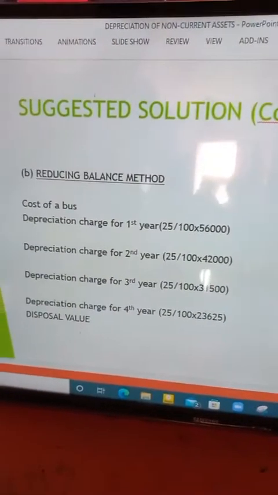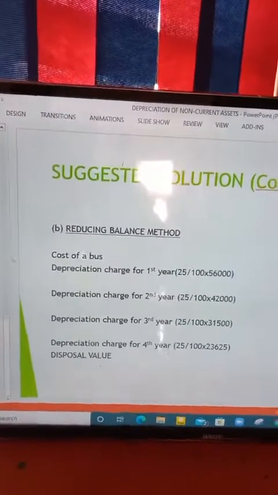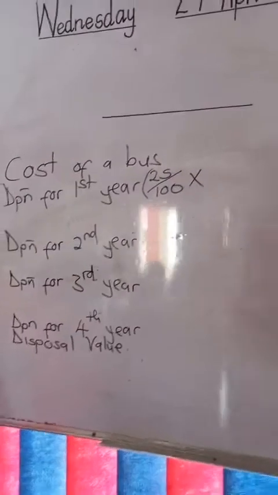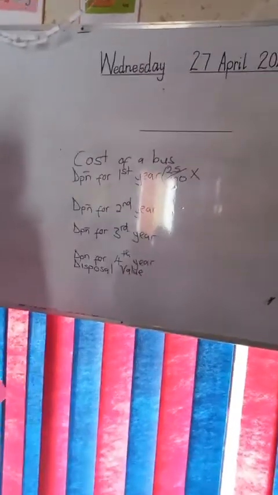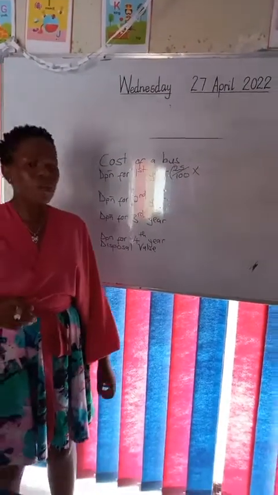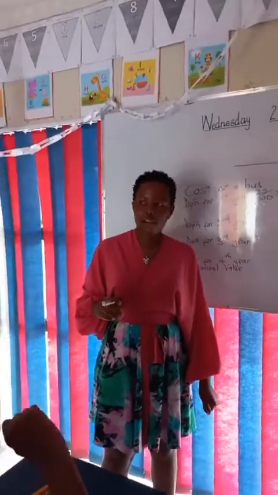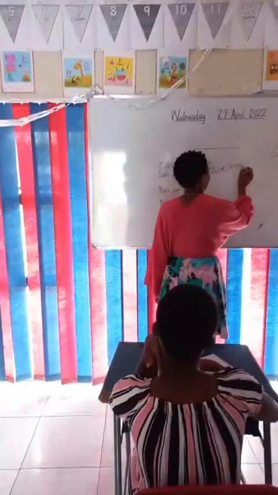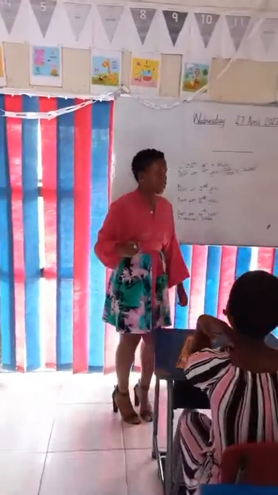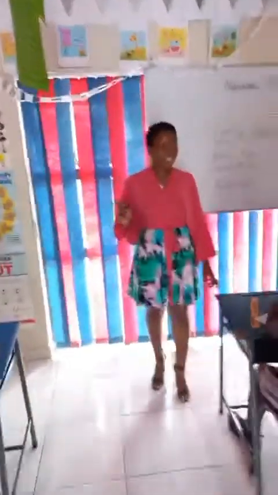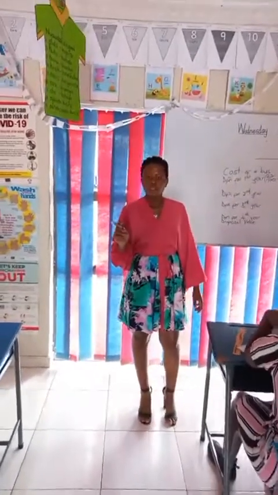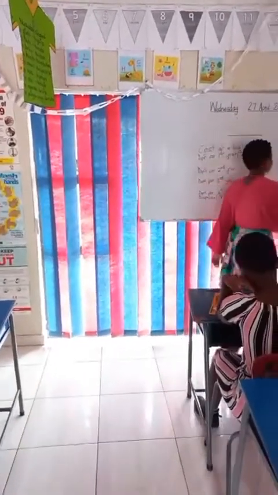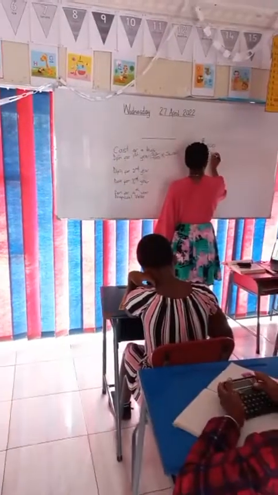For the first year, we say the percentage multiplied by the cost price of the fixed asset. So it's 25 over 100 multiplied by what? 25% of what? Tadiwa? The cost of the bus. How much is the cost of the bus? Yes, Tadiwa? 56,000. So if we say 25% of 56,000, how much is it? Troy? 14,000. Is that so? 14,000.